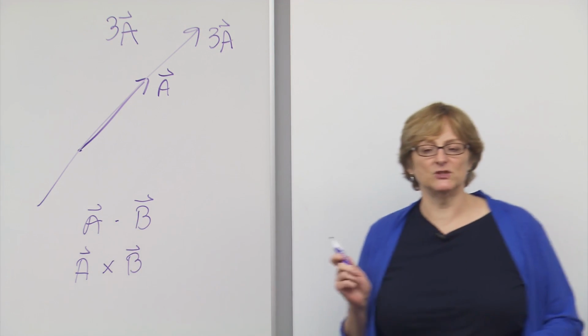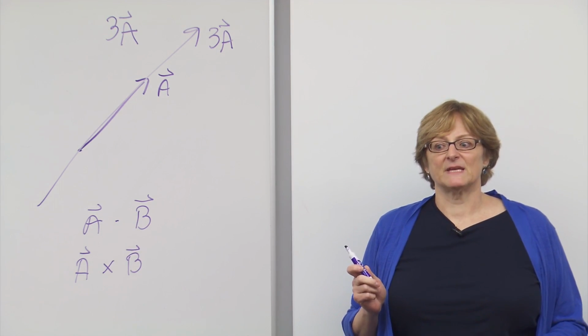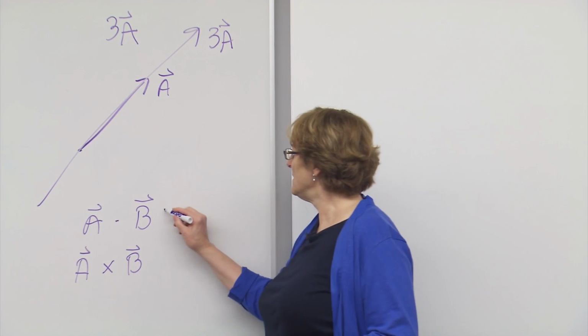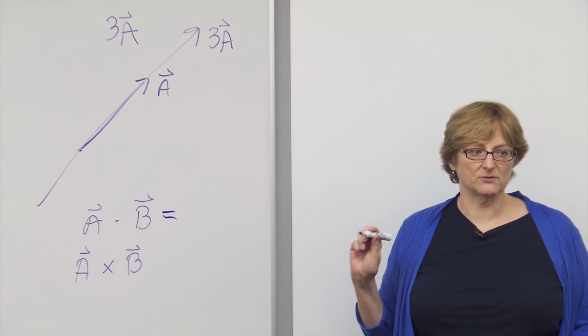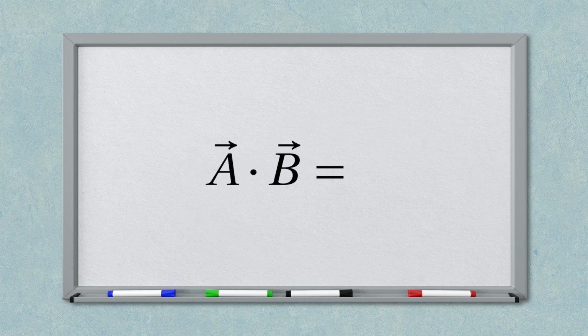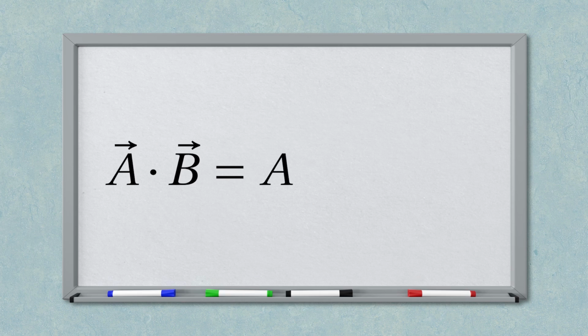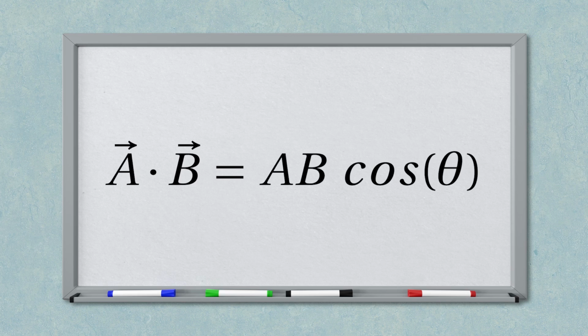The dot product of two vectors is defined as a number. It's not a vector. The dot product is not a vector, it's a scalar. And it's equal to the magnitude of A times the magnitude of B times the cosine of the angle between them when you put them tail to tail.